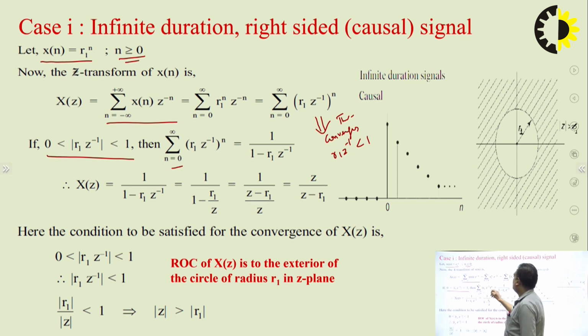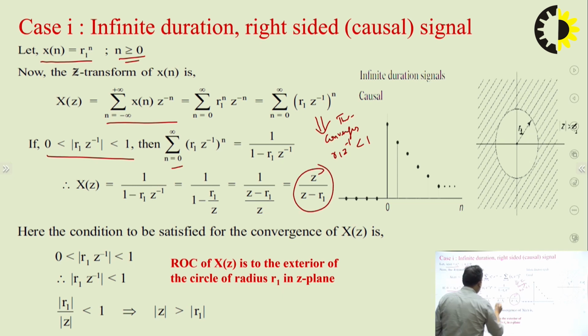Okay. So summation n equals 0 to infinity (R1 z^(-1))^n. Now we are applying infinite series formula. So that will become first term, that is 1, upon 1 minus the common ratio, that is R1 z^(-1). Okay. So therefore X(z) will become this, and now if you will manipulate it or multiply simply by z, then we will get z upon z minus R1. Okay. So the condition for the convergence of X(z) is |R1 z^(-1)| lying between 0 and 1.